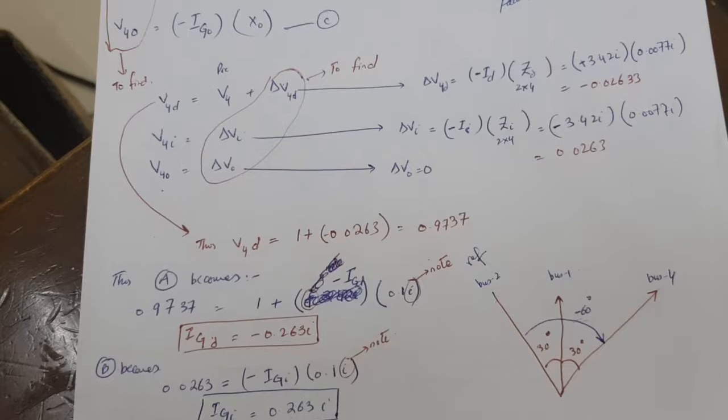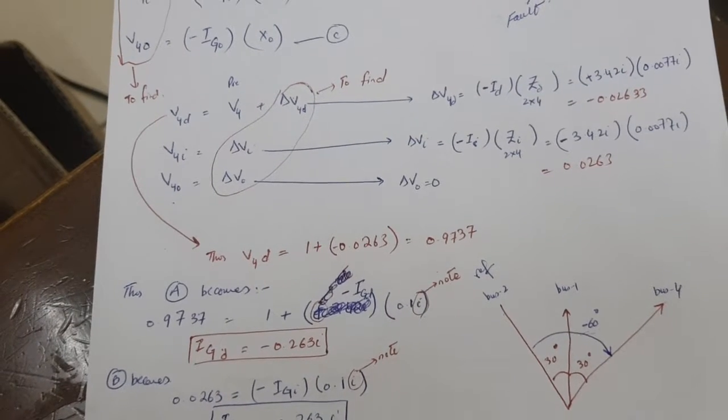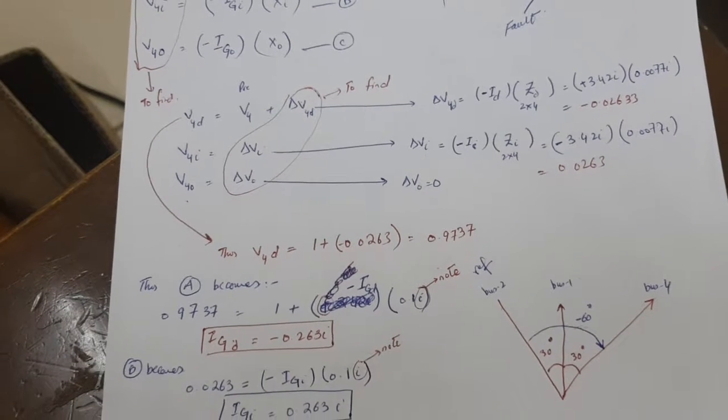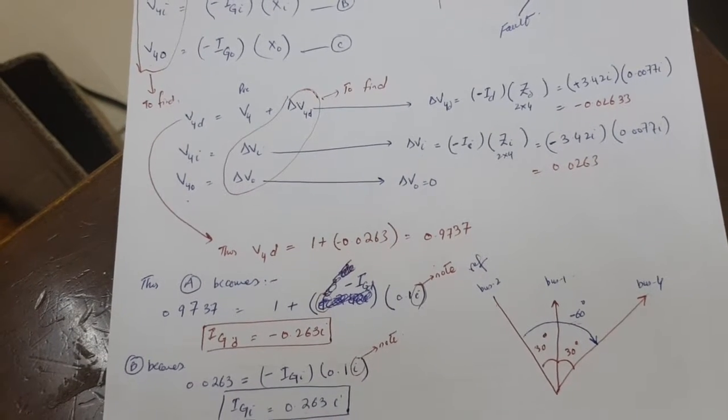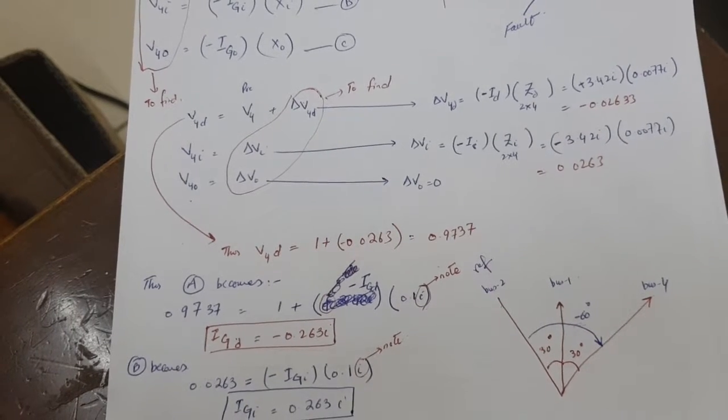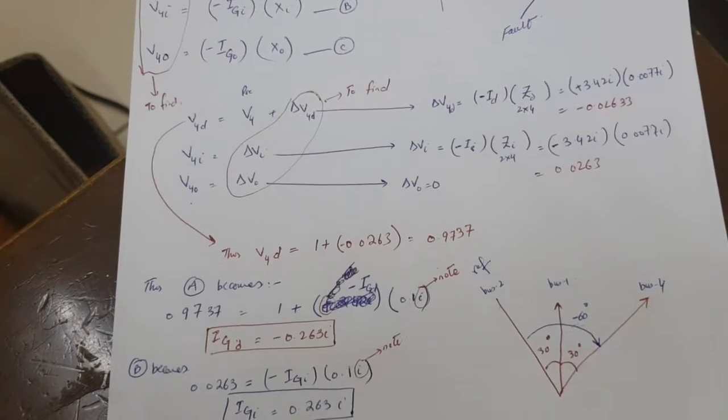So in this case our value would be minus 60 by 180 pi for the positive sequence, and for negative it would be simply 60 by 180 pi. I will solve this one for you and I will come back to you.